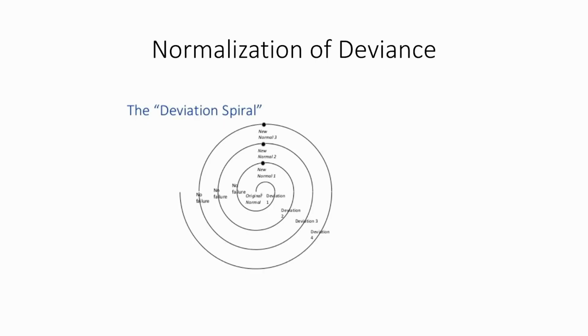And here we see the deviation spiral. Essentially, what happens is there's some sort of deviation that occurs and the new normal exists. And because there's no failure, people find it okay to continuously deviate into normals that are actually worse than the previous normal. And this is what's known as the deviation spiral.